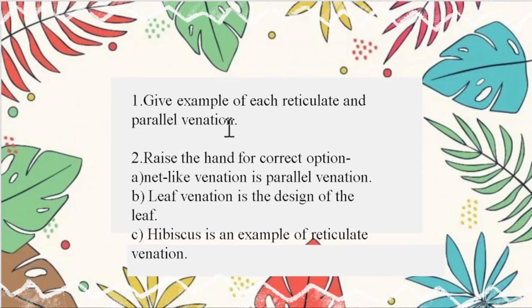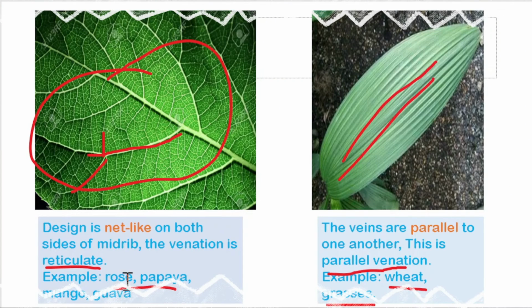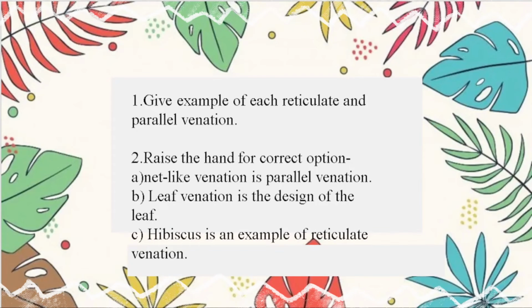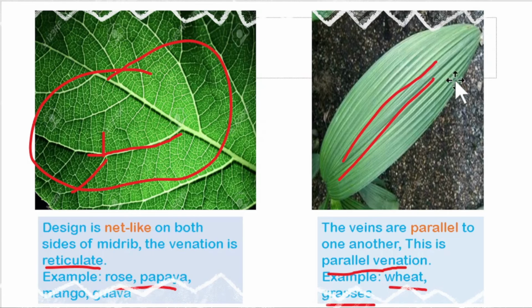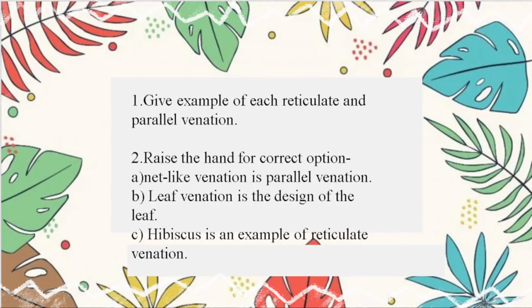So now, can you give an example of each, reticulate and parallel venation? Yes, we have just studied that reticulate venation has rose, papaya, mango, guava, and parallel venation is like wheat, grass, right? Now you will raise your hand at your place if this statement is correct. Net-like venation is parallel venation. Is it true or false? No, net-like venation is reticulate venation, and parallel venation is like this. So this is wrong.